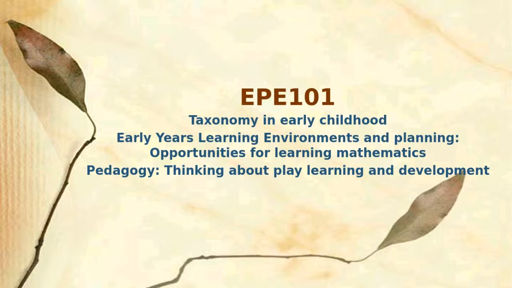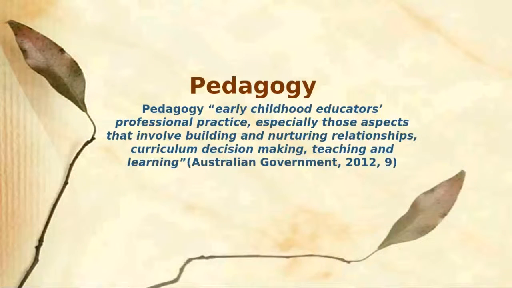So taxonomy is just really a word that means the organization of early childhood. And in this presentation, I might sometimes refer to mathematics and cognitive learning, but this presentation is actually for the practicum. So thinking and covering pedagogy, which is thinking about play, learning, and development as well. So pedagogy, as we looked at last week in the Early Years Learning Framework, is described as being early childhood educators' professional practice, especially those aspects that involve building and nurturing relationships, curriculum decision-making, teaching, and learning. So it's our whole approach, which has a number of components.